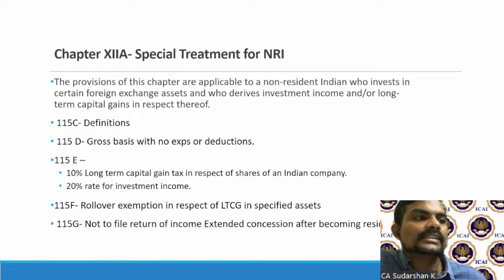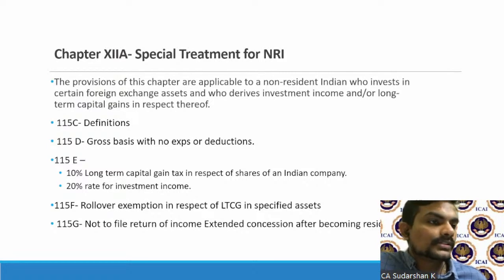So as you can see, the chapter 12A provisions start from 115C, D, E, F, G, H, and I. It is basically for NRIs who invest in certain foreign exchange assets and who derive investment income and long-term capital gains. So let's run through. The idea is NRIs getting certain specific income. Only those incomes are eligible. So let's look at the scope for 115C.